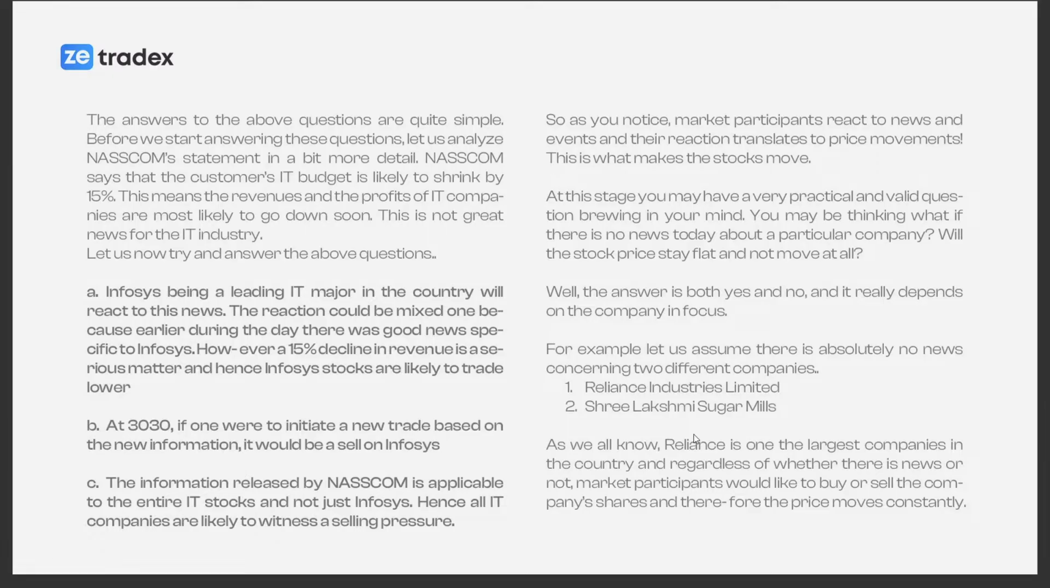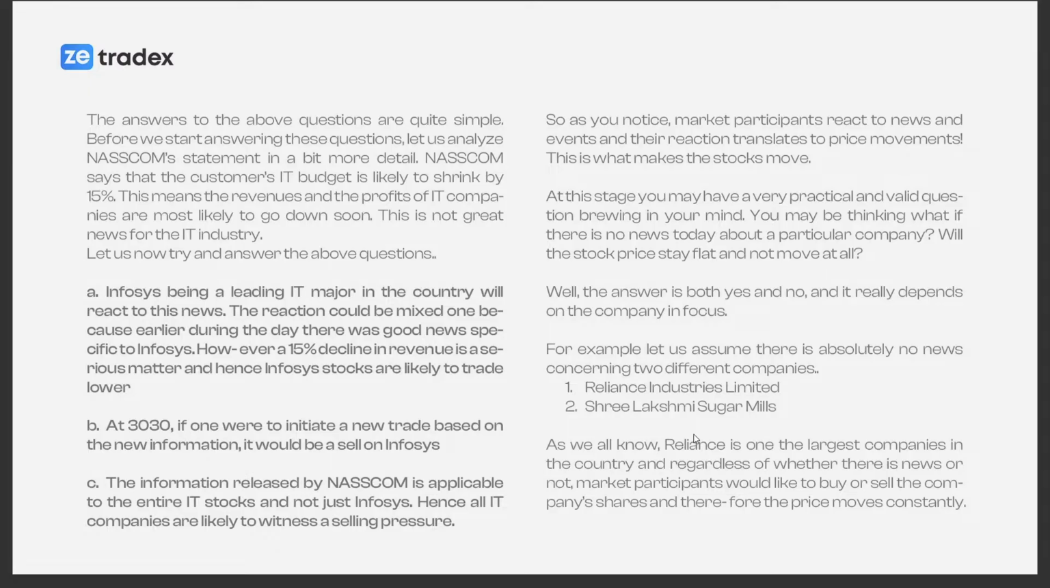So as you notice, market participants react to news and events, and their reaction translates to price movement. This is what makes the stock markets move, of course. Now, at this stage, you may have a very practical and very valid question brewing in your mind. You may be thinking, what if there is no news today about a particular company? Will the stock price stay flat and maybe not move at all? Well, the answer is both yes and no, but it really depends on the company in focus.